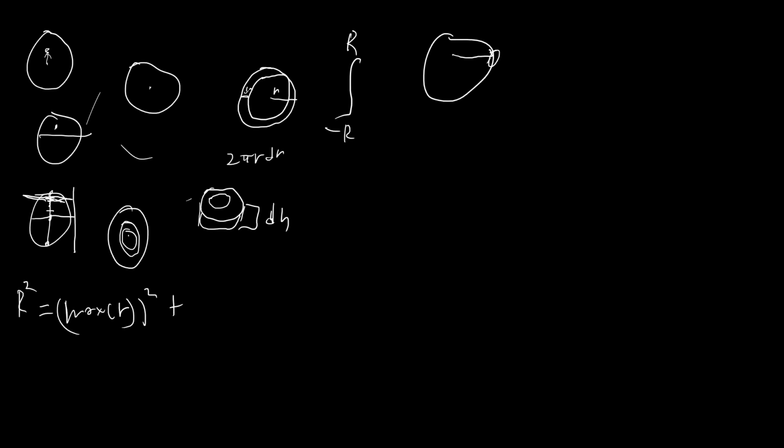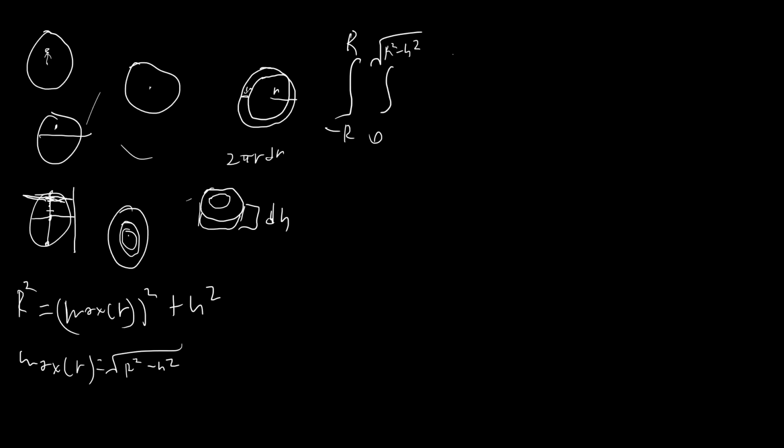And then plus h squared. So for any h, we're going to have a different maximum value of r. And if we just solve for the maximum value of r here, it's going to be the square root of r squared minus h squared. So that means when we integrate, r is going to go from 0 to square root r squared minus h squared. So let's do that real quick. And now we just have to figure out what goes in our integrand.